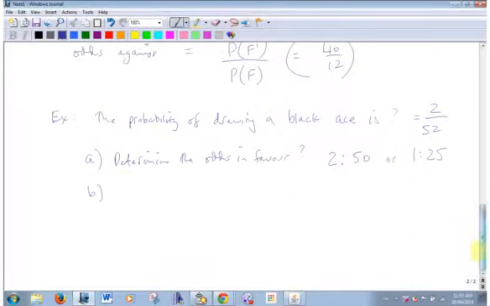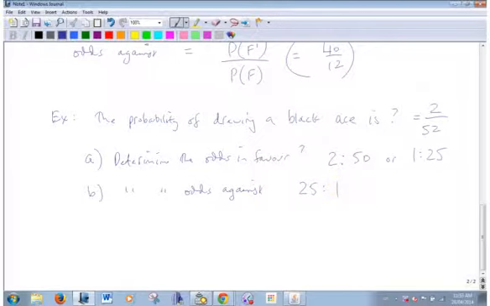Okay, so odds against. Once you've got one, the other one should be easy, right? You already got the numbers. Well, if there's a 1 to 25 chance of getting the black ace, then there's a 25 to 1 chance of not getting it.